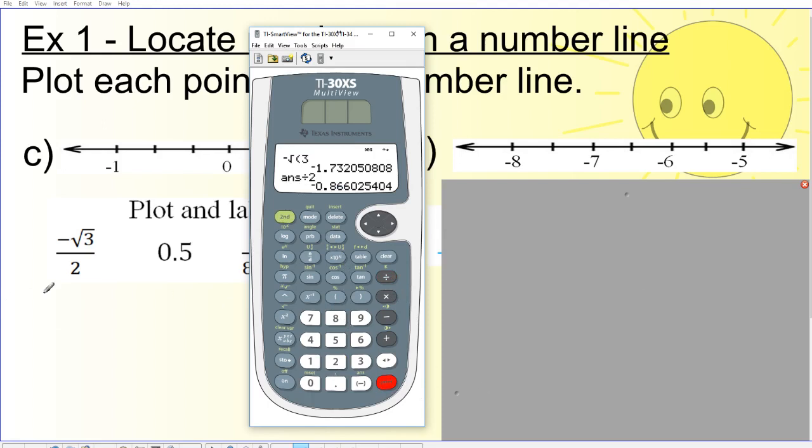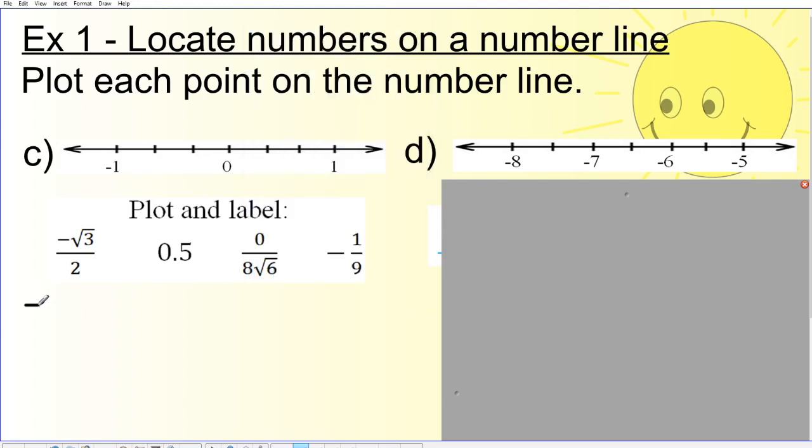0.866. Okay, so I'm going to write this down, at least close to it. So 0.866. Negative, ooh, I forgot the negative. Negative 0.866. I really screwed up that 8. That's good enough. All right.